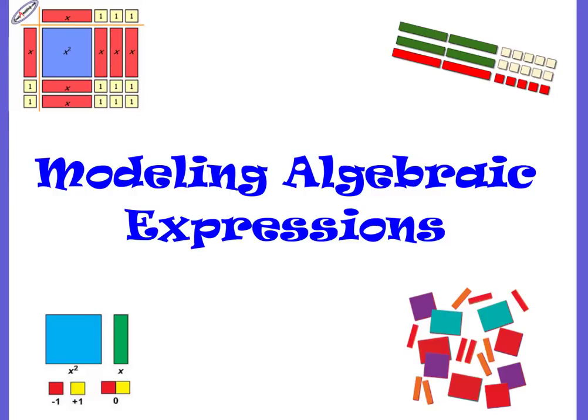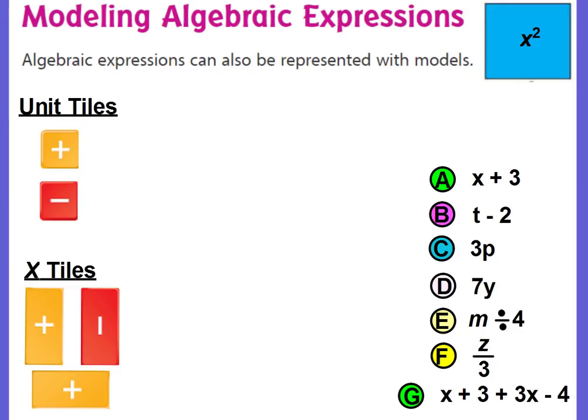Hello, this is Miss Lee, and today we're going to talk about modeling algebraic expressions. Now you already know what an algebraic expression is, something we've talked about before. An algebraic expression has to have at least one variable with at least one operation. So this example over here, x plus 3, we have an operation, which is addition, and we have an x variable. This would be considered an algebraic expression.